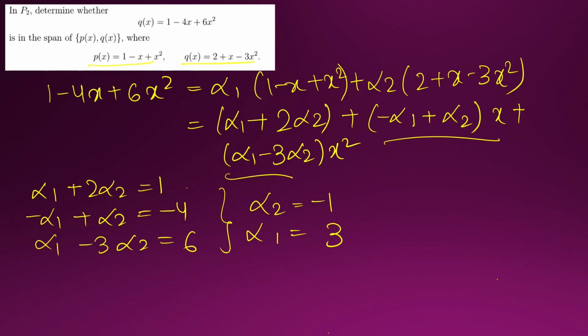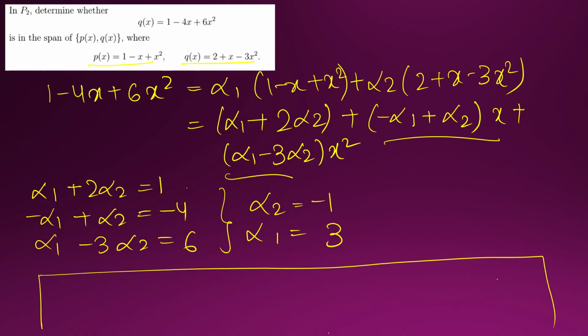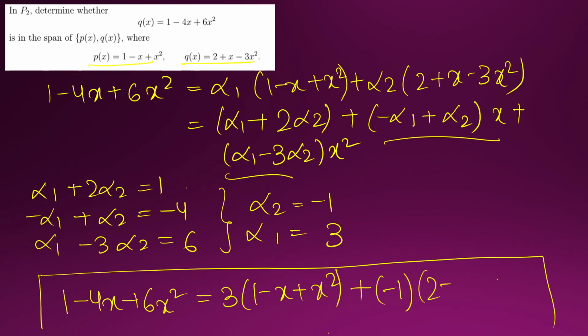So we can say that it can be expressed as a linear combination of P of x and Q of x. So the final answer should be written in this form: 1 minus 4x plus 6x squared should be equal to 3 into 1 minus x plus x squared plus minus 1 into 2 plus x minus 3x squared. In this form the answer should be shown as a linear combination. So next question.